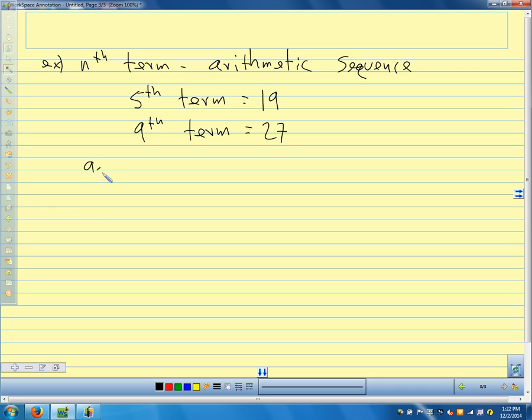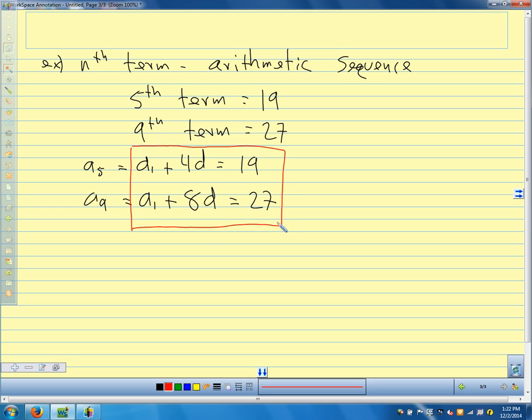We have a sub 5 from this piece equals a sub 1 plus n minus 1, 5 minus 1 is 4, 4 times d. And that equals 19. And a sub 9 equals a sub 1 plus n minus 1, it's 9 here, 8d, and that equals 27. Here is my system of equations. Two equations, two unknowns, a sub 1 and d. Now what's going to be an easy way for this system of equations to get rid of one of the variables?